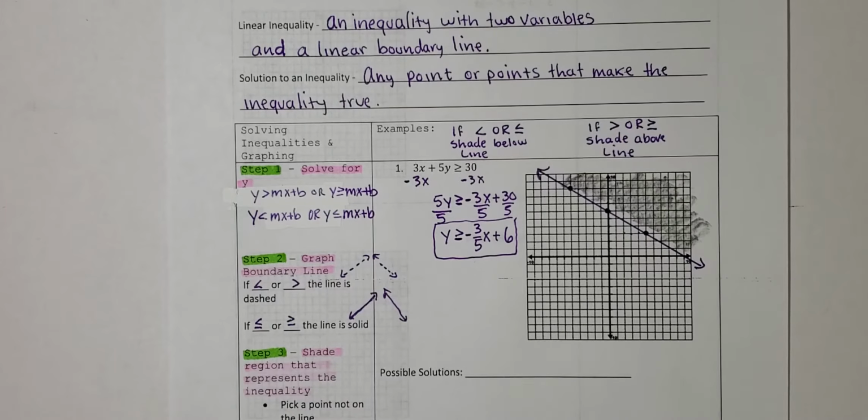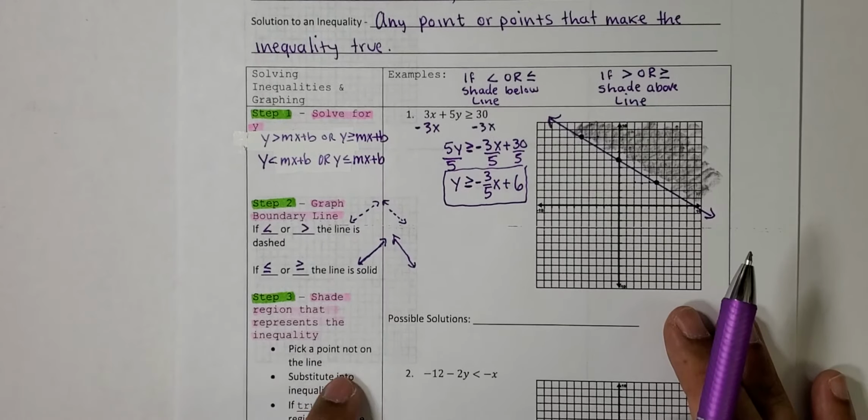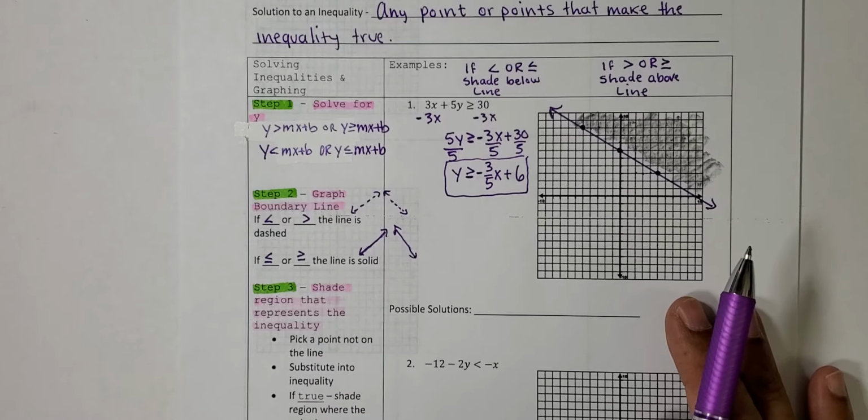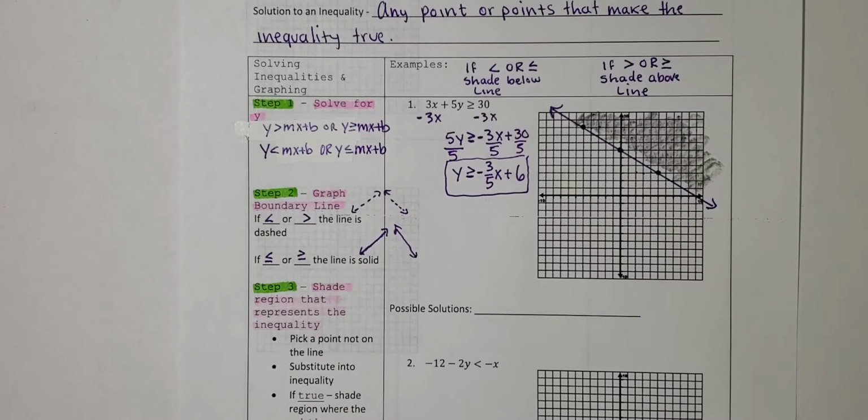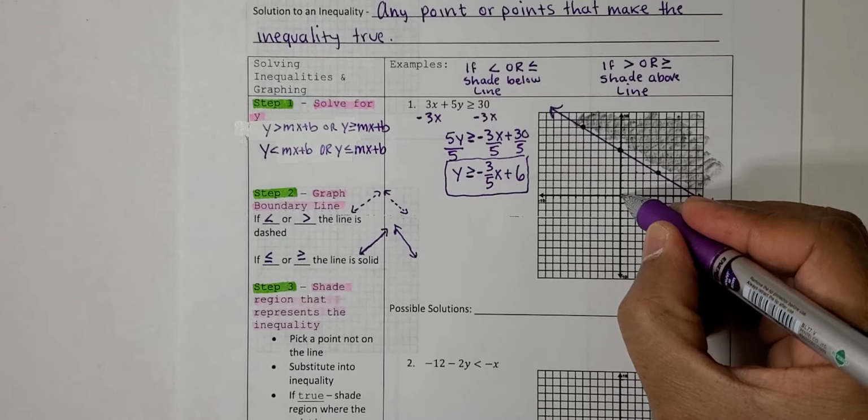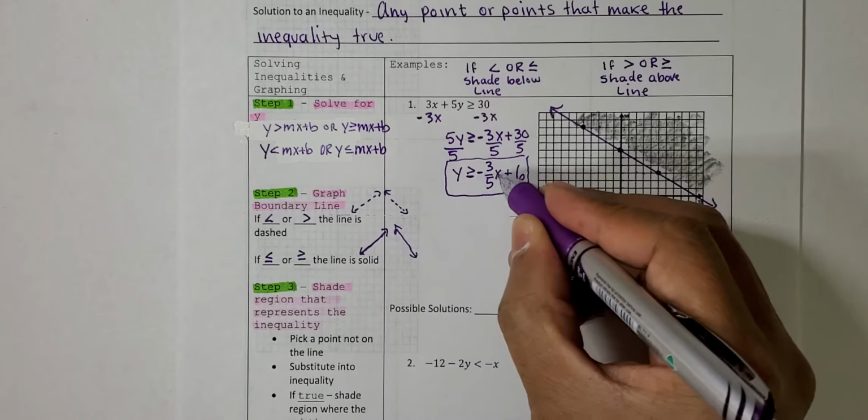All right, so next what I'm going to do is pick a point not on the line. I just want to do this real quickly so you can see how this works. So what if I choose the origin? What do you think if I choose this point? Is the coordinates of this point going to make this inequality a true statement?